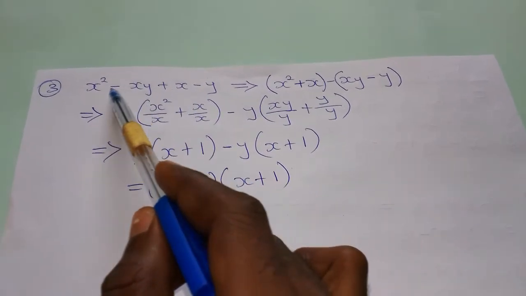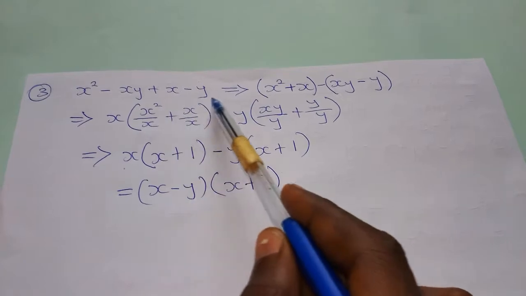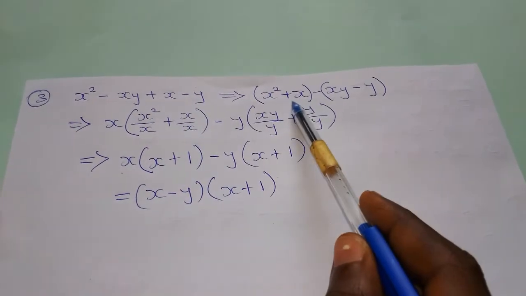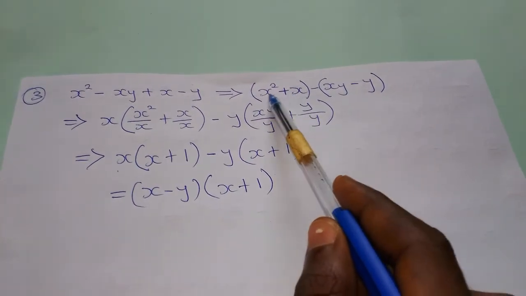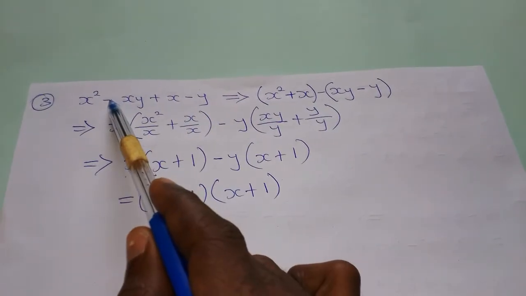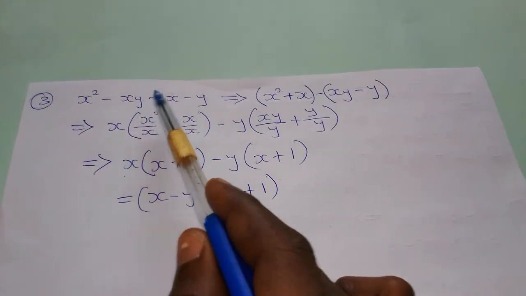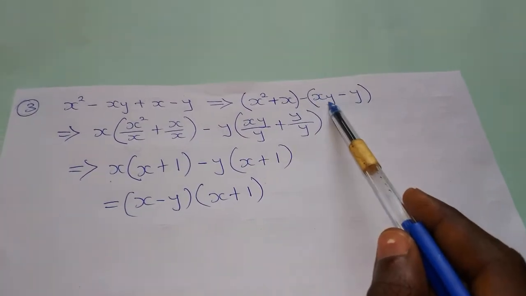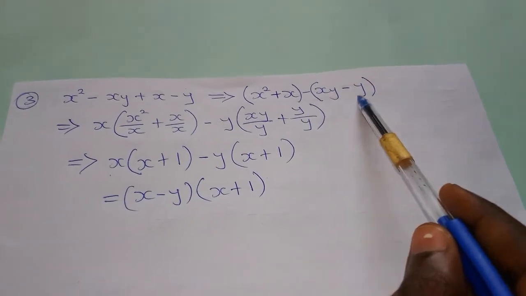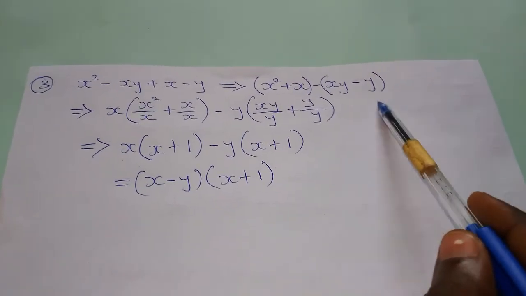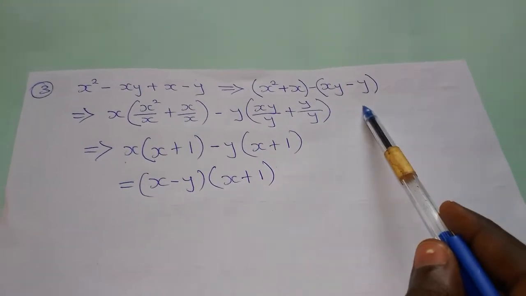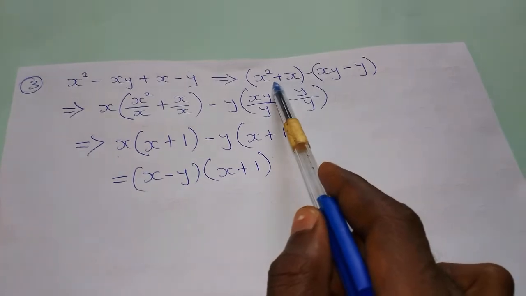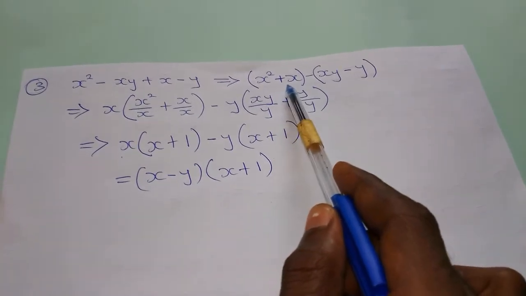Rearrange it. Now to rearrange this, we are going to have x squared plus x so that we can have a common factor which is x. Now minus xy minus y. Minus xy minus y. Now we are going to have a common factor which is y. Okay? You see the reason for rearranging the expression? Alright, so now let's factorize the first bracket here.